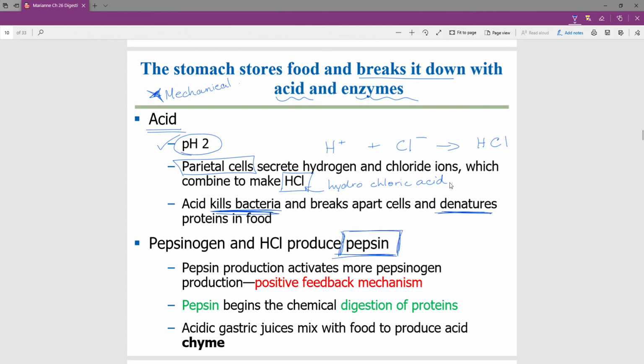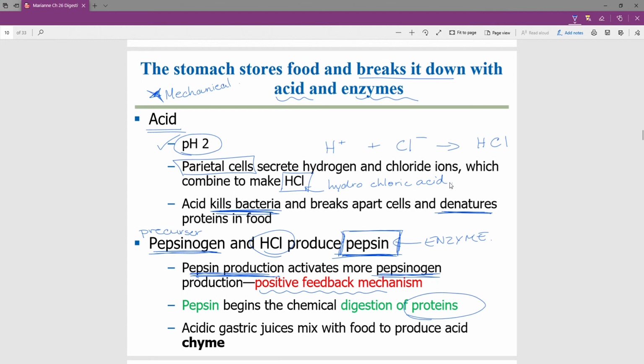And pepsin comes about because of the hydrochloric acid and pepsinogen. So pepsinogen is a precursor to the enzyme pepsin. Pepsin digests proteins. And so here we have this pepsin production is a rarity in our bodies because it relies on positive feedback mechanisms. So the idea here is that when pepsin is produced, it activates more precursor production and therefore more pepsin. So you get this rapid sort of amplification of enzyme in your stomach.